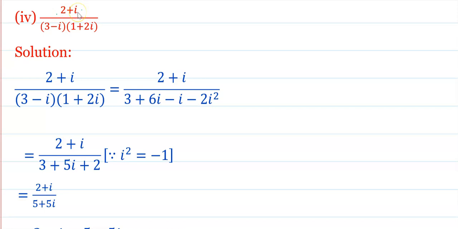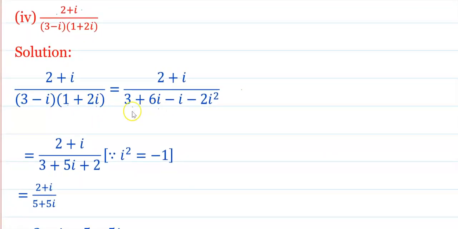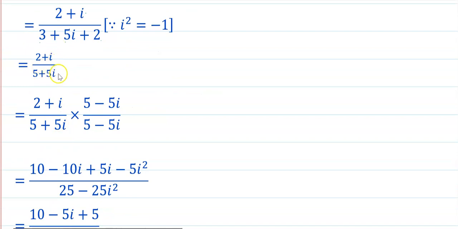2 plus i upon, in bracket, what is that? 3 minus i into 1 plus 2i. Okay. Now, next, here the brackets multiplication. 3 into 1, you are getting 3. 3 into 2i, 6i. Minus i into 1, minus i. Minus i into 2i, minus 2i square. Again, i square is minus 1. Minus 2 into minus 1, you are getting 2. 6i minus i, 5i, this 3 plus 2, that is 5 plus 5i. Okay. Now what? Again simplification.